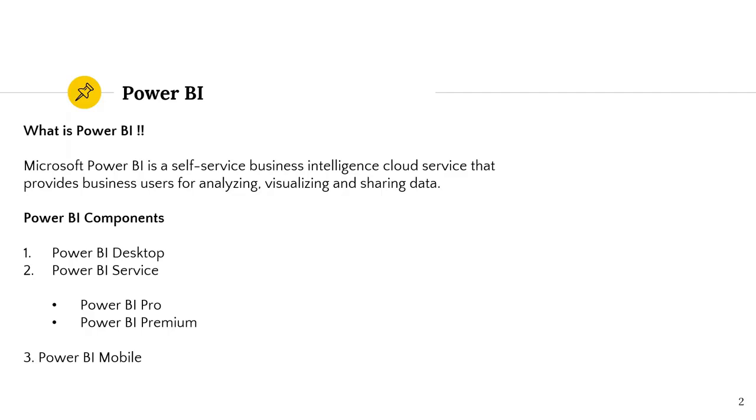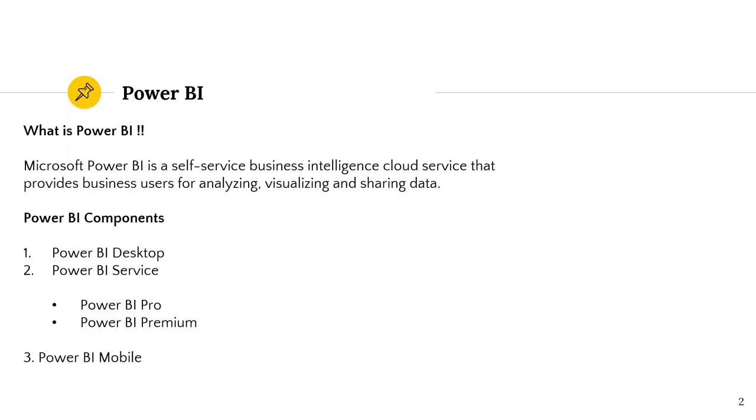And the third one is Power BI Mobile. Power BI Desktop, as we can assume by the name, is a desktop application, but we can also view the reports in mobiles. For example, whatever reports you have developed in desktop, once you have deployed them to Power BI service, we can also view the reports in mobile. These are the three major components of Power BI: Power BI Desktop, Power BI Service, and Power BI Mobile.